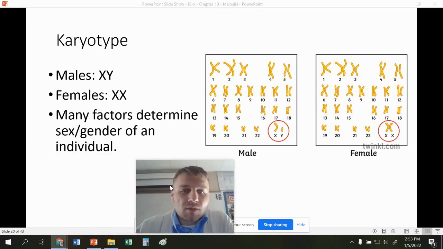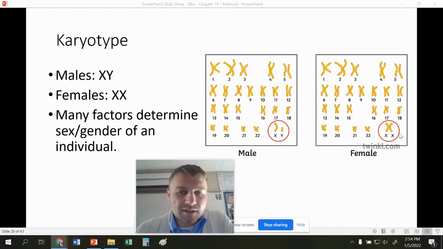Now, there are things called the sex chromosomes right here. These are the last two chromosomes that we look at. You can see every other chromosome is going to be organized from largest to smallest, but we always put the sex chromosomes here at the end, just because they determine the sex of the individual. So we put them at the end just to separate them a little bit.